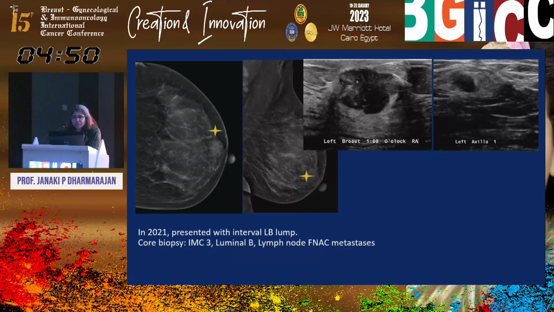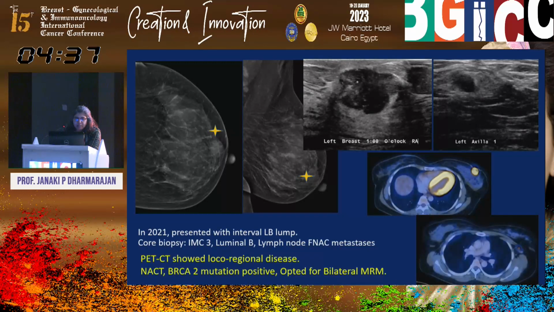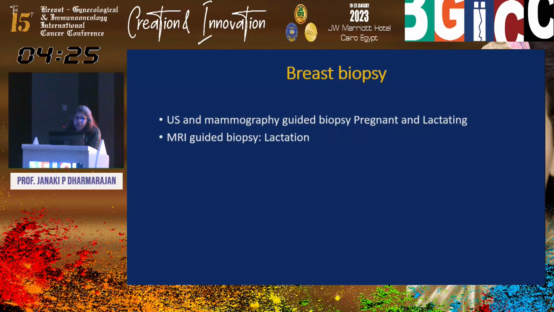So the earlier one was triple negative during pregnancy, and after that the interval mass was luminal B type. Only the local lymph nodes were positive, and PET-CT showed locoregional disease, and she underwent NACT. But by the time we performed her BRCA testing, she was positive for BRCA mutation, and she subsequently opted for bilateral MRM.